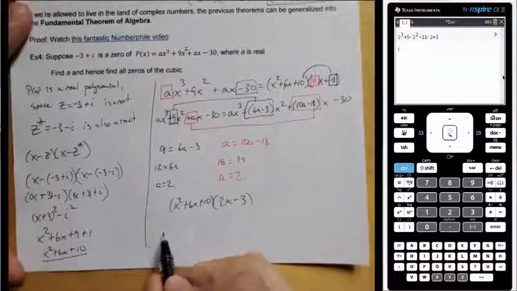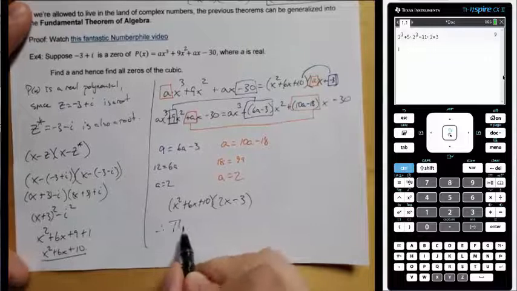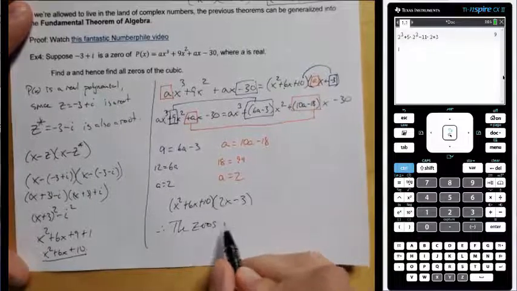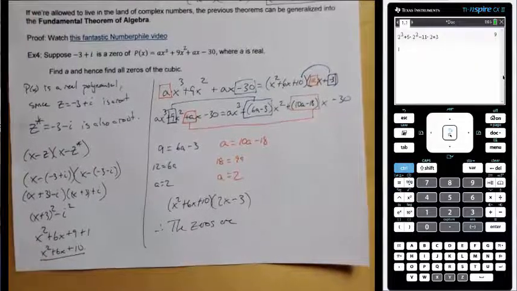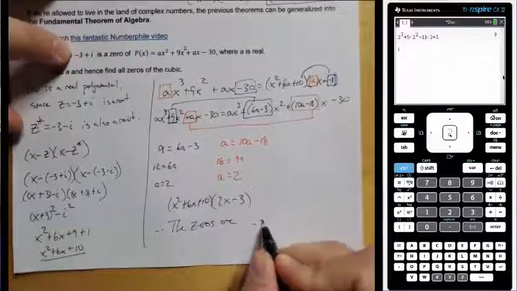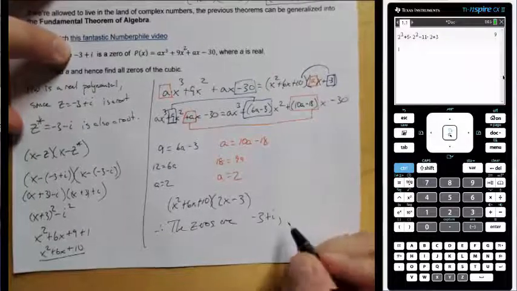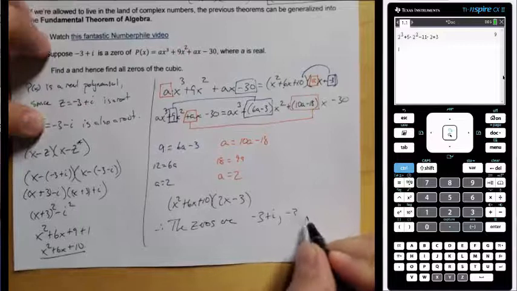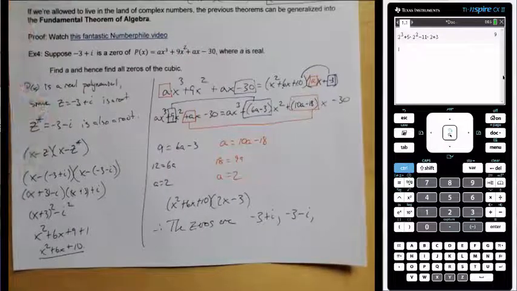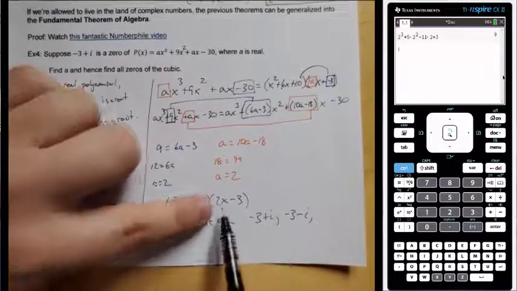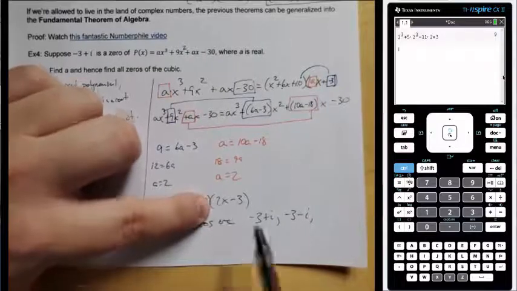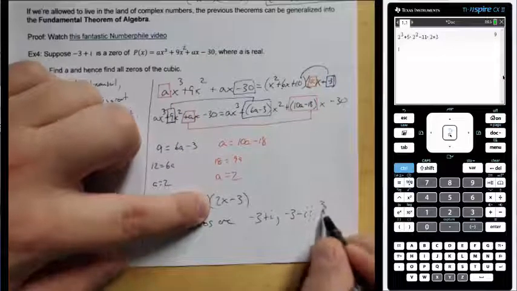So the three zeros are the given zero, negative 3 plus i, its complex conjugate, negative 3 minus i, and from the linear term, 2x minus 3 equals 0, positive 3 halves.